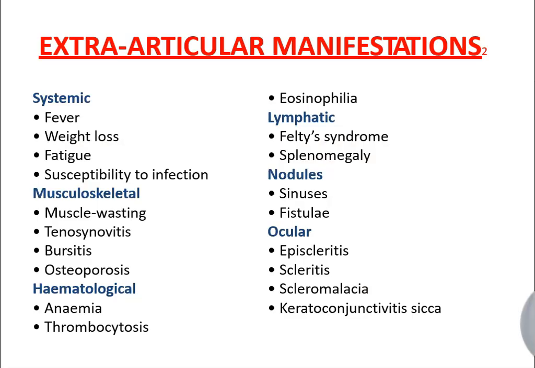These are the different extra-articular manifestations we are also seeing in rheumatoid arthritis: systemic, musculoskeletal, hematological, lymphatic, nodule, and ocular types. So that's about rheumatoid arthritis. Thank you.